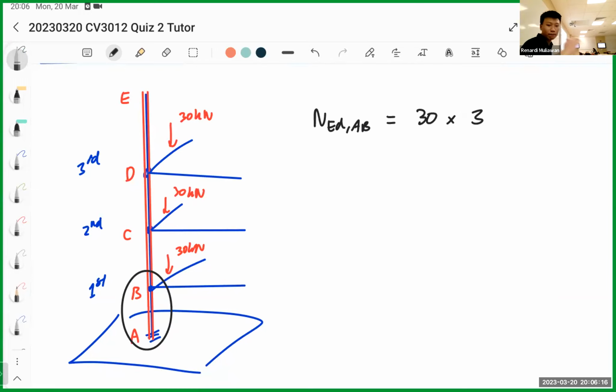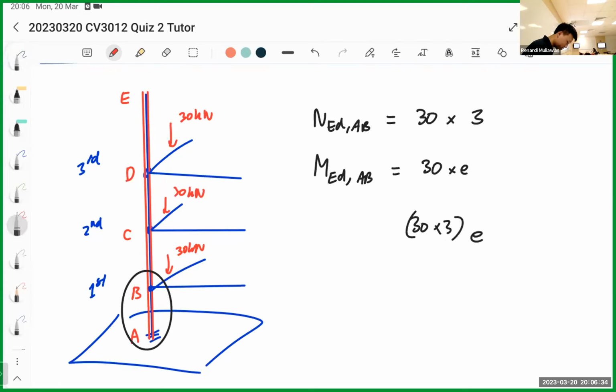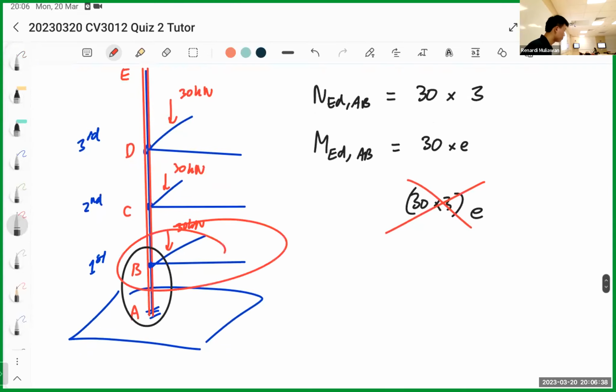So you multiply by the number of stories. But for MYED, let's say the MED on AB is just 30 times E. It's not 30 times 3 times E. That is wrong. For a moment, we only consider one story. We don't consider the story above.